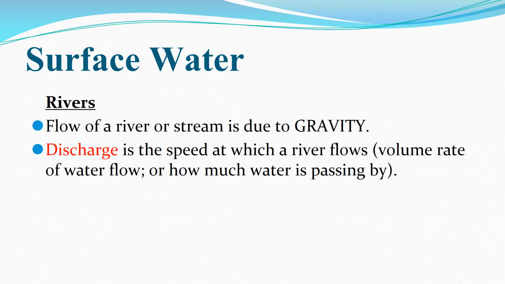So surface water for rivers. So what is really the river doing? Well, the flow of the river or the stream is actually due to gravity. So gravity is what pushes the river or the stream. Discharge is the speed at which it flows. So this is the volume rate of the water, or how much water is passing by. If you ever looked at a river, or even go down 295 and you can see the Cape Fear River, of how fast the currents pull, this right here is everything happens because of gravity.